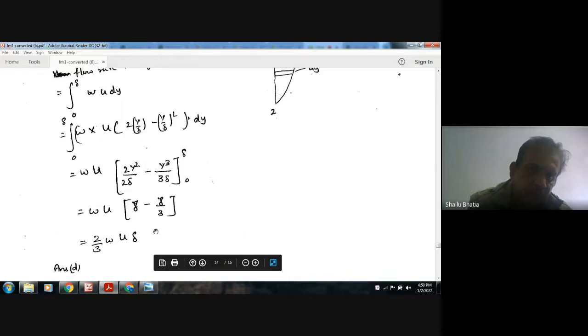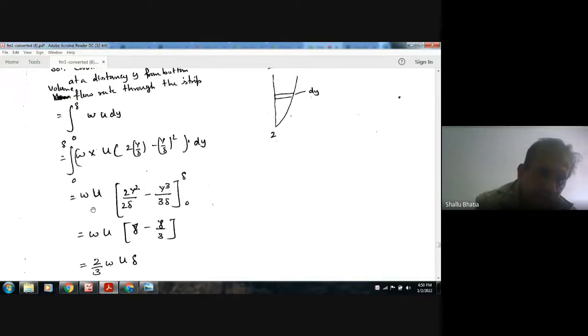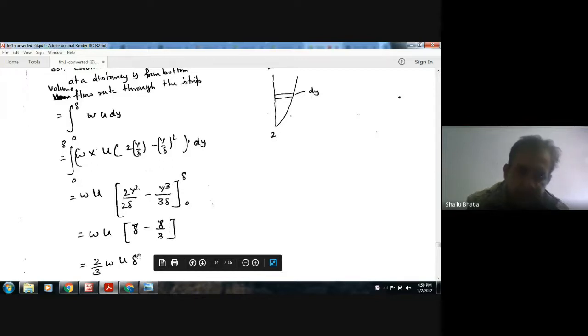This is 2 by 3. Here capital U is constant, so we can directly take it out. And its integration is y squared by 2 delta, and y cubed by 3 delta squared. Here 2 is there. So putting the limits delta and 0, we will have delta here, and here it will be delta squared, and here you will have delta by 3. So the answer will be here.